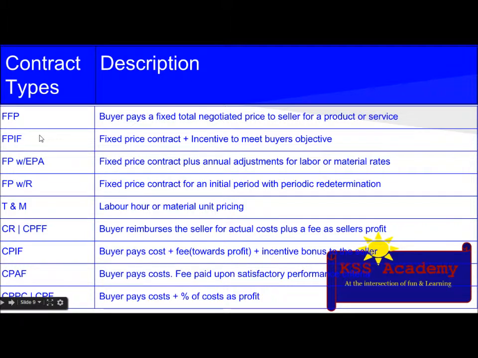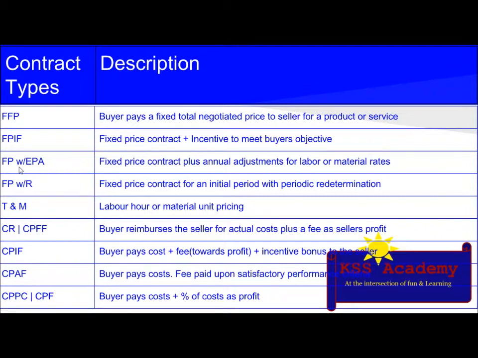Now let's think about the second one. The second one is fixed price plus incentive fee. The description says it's a fixed price contract plus incentive to meet the buyer's objective. So when to use it and its characteristics: buyer and seller share the risk and savings and decide the sharing ratio. Good when the seller has incentive to control cost that results in incentives. All costs above the price ceiling are the seller's responsibility.